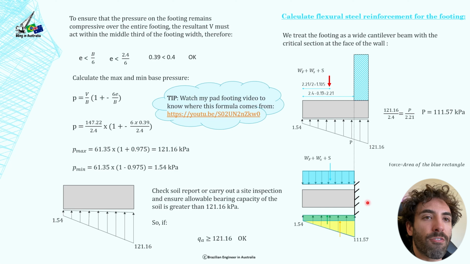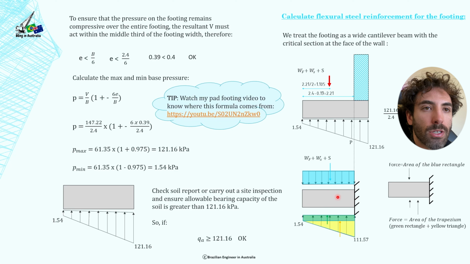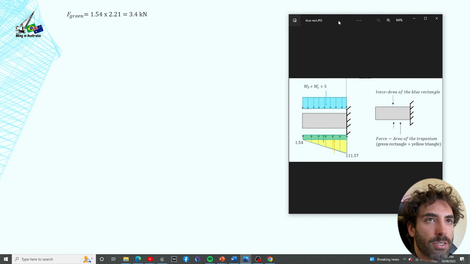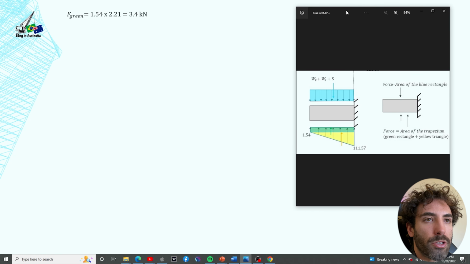Now we're going to find the forces that act on this cantilever beam. And how do we find these forces? The forces are equal to the area of these figures. So this force here is the area of the blue rectangle, and these forces here are the area of the trapezium, which is the area of the yellow rectangle plus the area of the green rectangle. So let's bring that image next here so we know what we're doing.